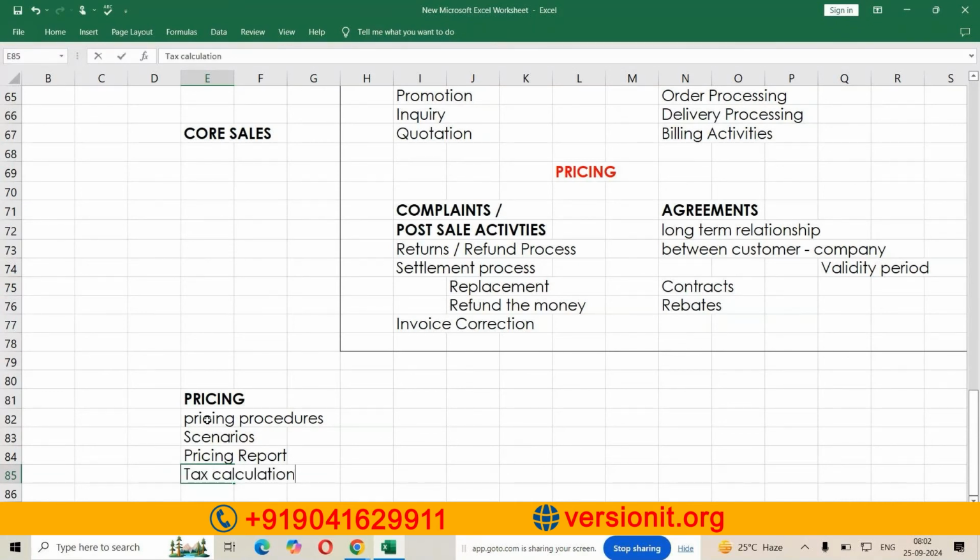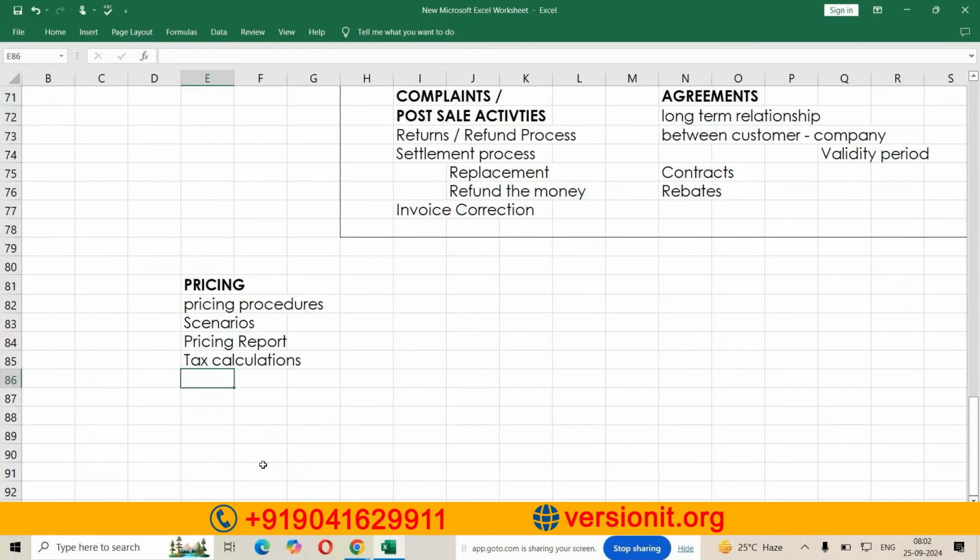When we talk about the tax calculations, whenever there is a sale of a product, we need to collect the tax amount from the customer and we pay that tax amount to the government. So in India, we follow the concept of GST, Goods and Services Tax. So how is this taxation process going to be done? We try to check out everything in detail.